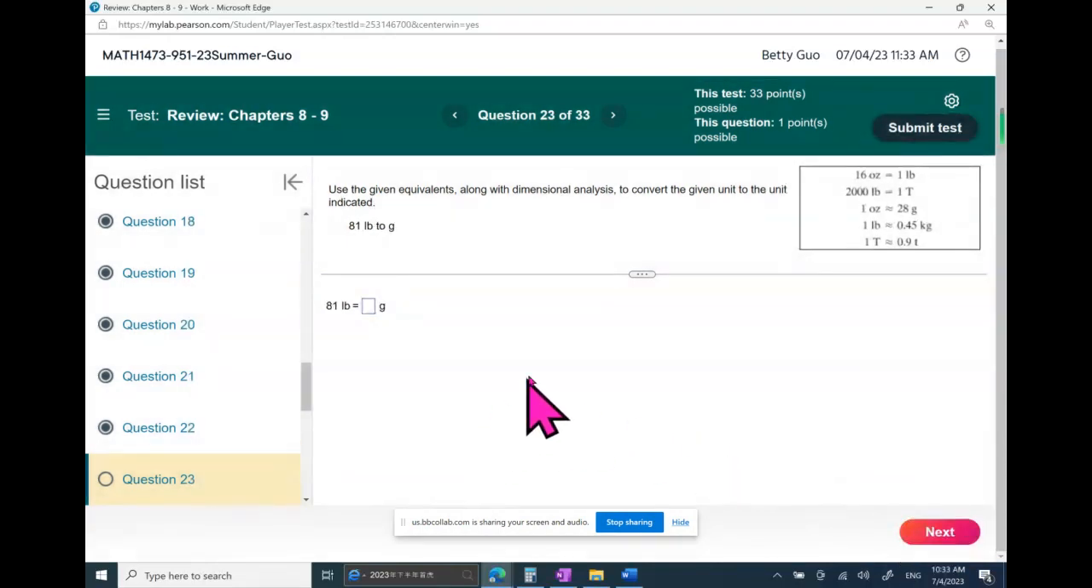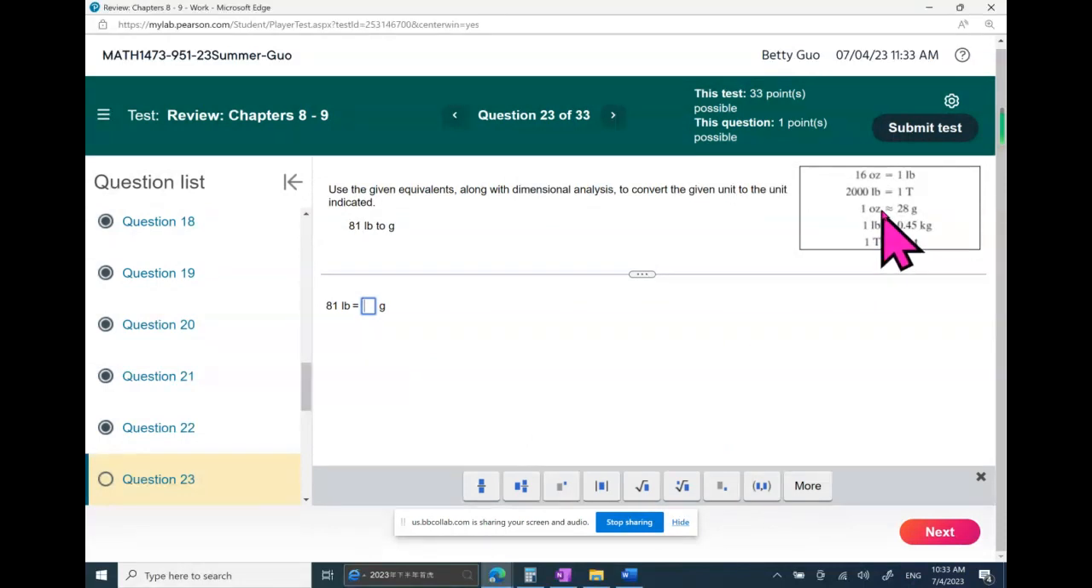Next, pound to grams. We have pound to kilograms, so let's go from pound to kilograms and then from kilograms to grams. From pound to kilogram, we multiply by 0.45, right? Same as earlier, 81 times 0.45, and we have 36.45 kilograms. And from kilograms to grams, kilo means 1,000, right? We are going to move the decimal point to the right 3 times. That's how many grams. It's the same with 36.45 kilograms. That's correct.